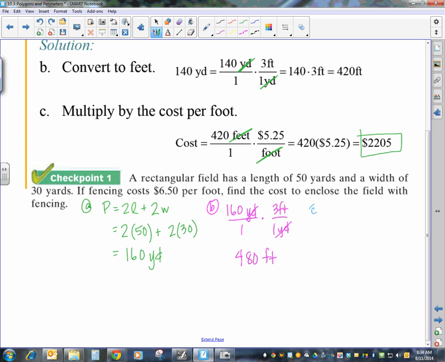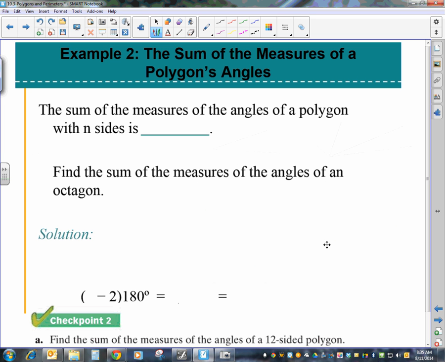Okay, so we go to part C, which means I have to take the 480 feet over 1 times my cost per foot. Right here, $6.50 per foot. My feet cancel, so 480 times $6.50 gives me a total of $3,120. Okay, so moving right along, we have angles.